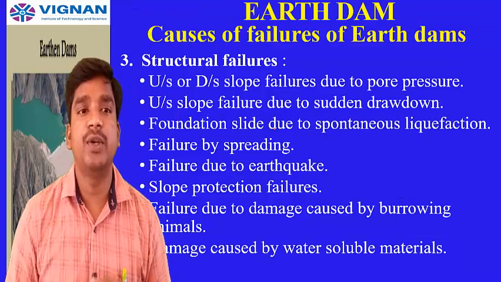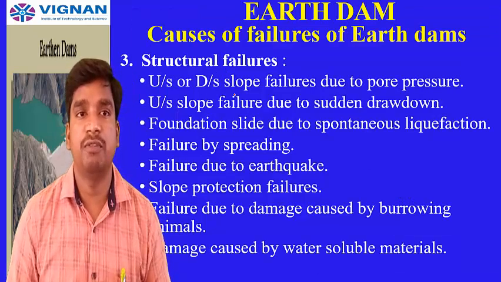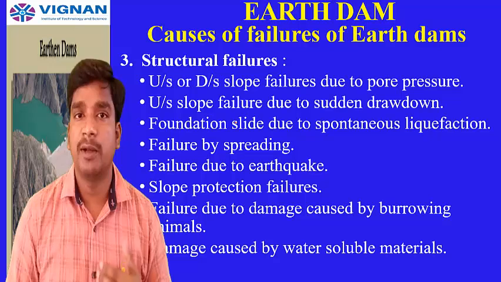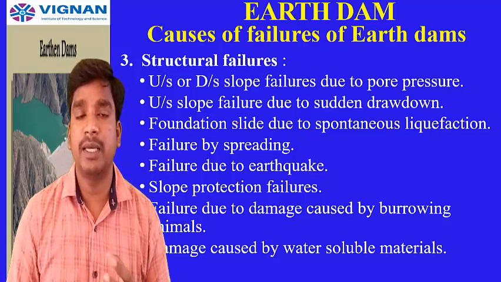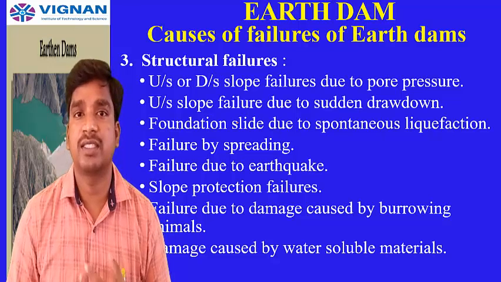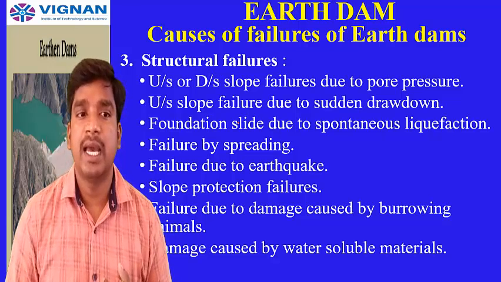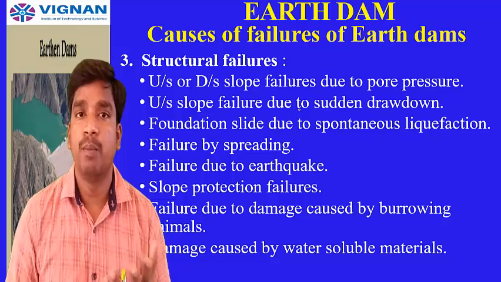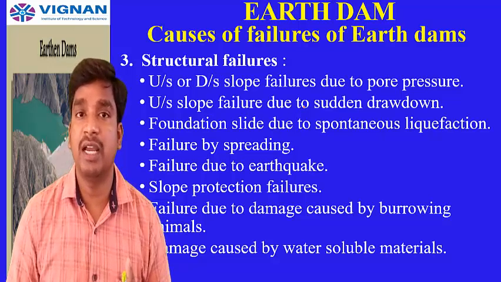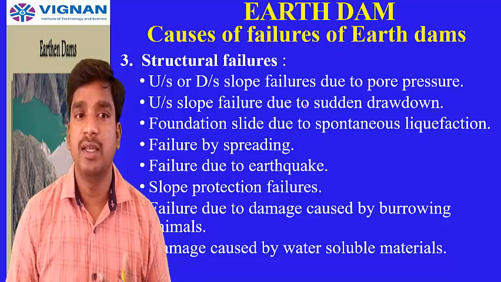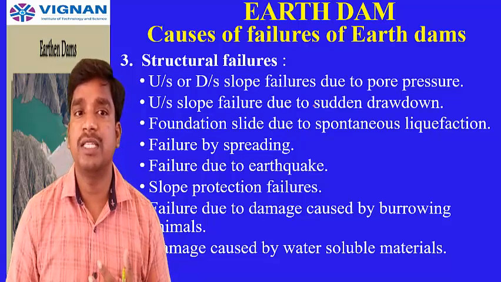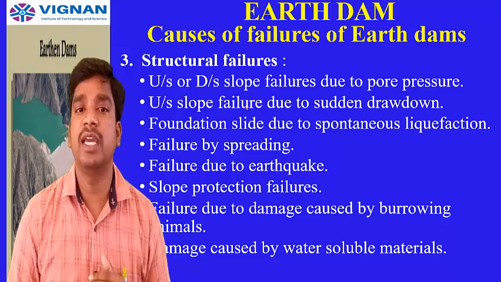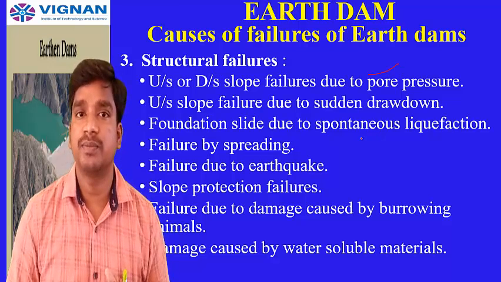Now coming to the hydraulic failures. This is the third type of failure, hydraulic failures. There are so many different reasons for this, and different characteristics and types of elements are to be considered in the structural failures. Let us see: upstream as well as downstream slope failures due to pore pressure. Immediately after construction, the pore pressure is very high. Because of this pore pressure, the downstream as well as upstream slopes may fail. That is the first hydraulic failure we can experience within 2 to 4 years.